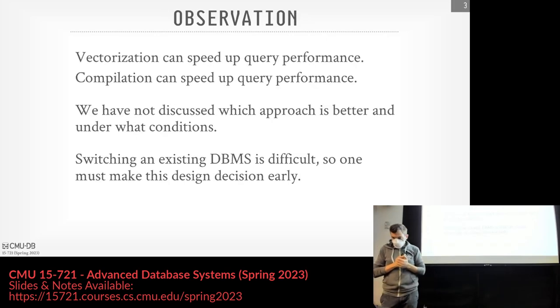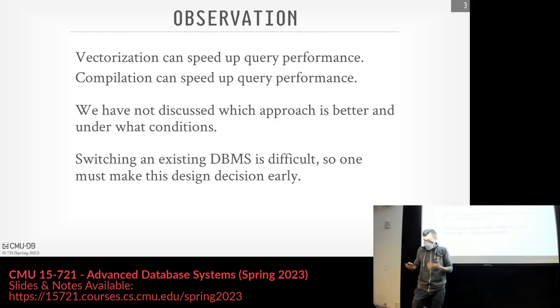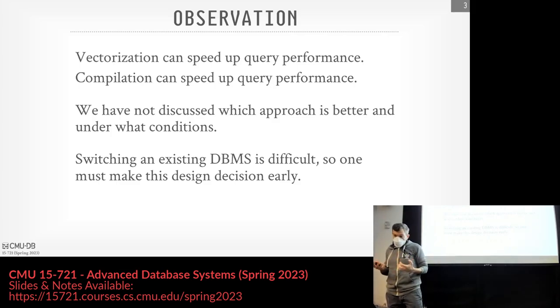Okay. So, again, just to summarize what we've learned in the last 2 weeks, vectorization can speed up your database. Compilation can speed up your database, right? Like we've shown and we've read papers that discuss that all the better performance you're going to get is because you're processing batches of tuples to amortize costs in the vectorization case. You're taking advantage of new instructions in the hardware, and in compilation we are basically hard coding a program that executes exactly what your query wants. But we've looked at them mostly in isolation.